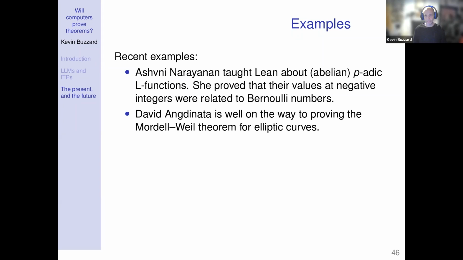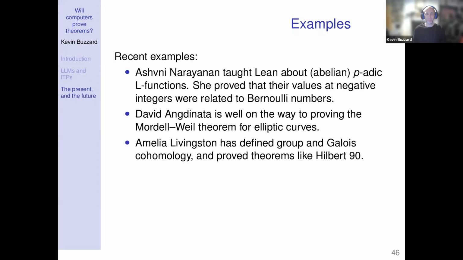So David proved the group law on an elliptic curve is associative, and he's well on the way to proving that the rational points are finitely generated. Amelia has defined group cohomology and Galois cohomology very recently, and has proved some basic theorems in that area. So this is the first cohomology theory that we have, the first working cohomology theory. So we're building algebraic geometry slowly, but étale cohomology would certainly be another natural target for her.